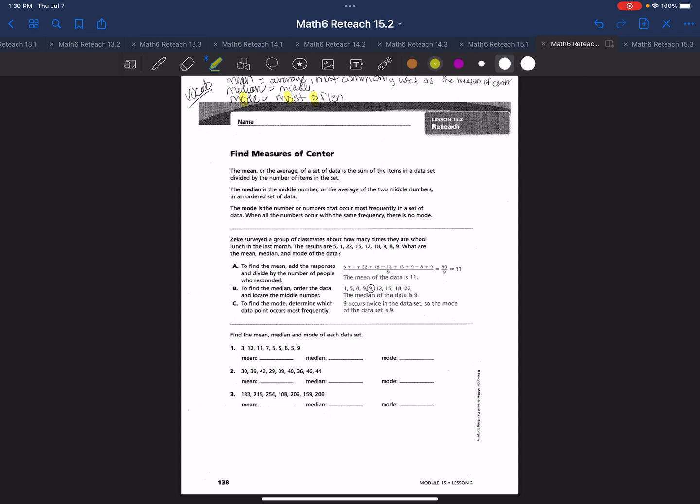the mean or the average of a set of data is the sum of the items in the data set divided by the number of items in the data set. The median is the middle number, or the average of the two middle numbers in an ordered data set. And the mode is the number that occurs the most frequently in a set of data. When all the numbers occur the same frequency, then there is no mode.